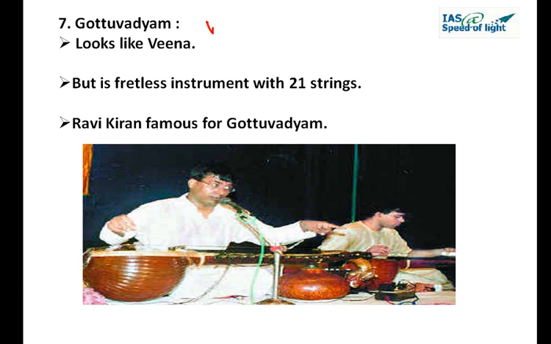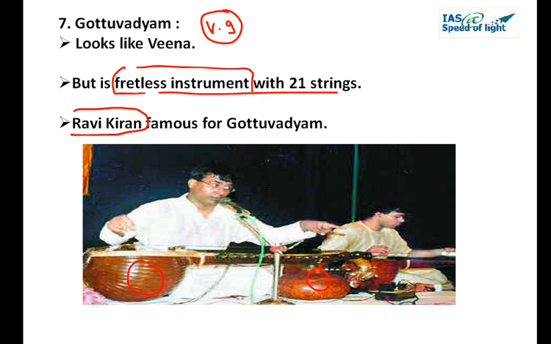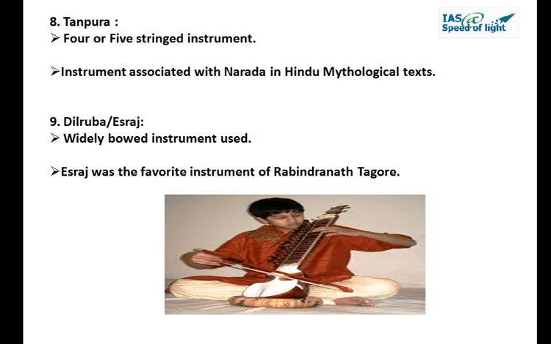It is the Gottuvadyam. It looks like Veena, the same Veena. If you see, they have 2 gourds here. But this is a fretless instrument with 21 strings. So it is fretless, there are no metal strips inserted in the fingerboard. The personality associated with Gottuvadyam is Ravi Kiran, this particular gentleman, famous for Gottuvadyam.